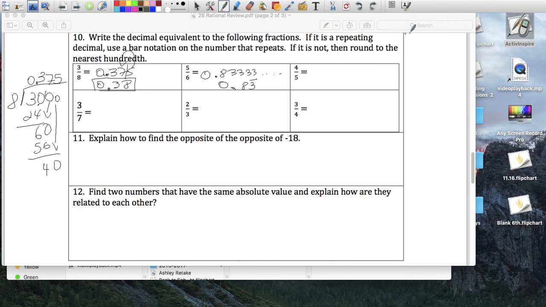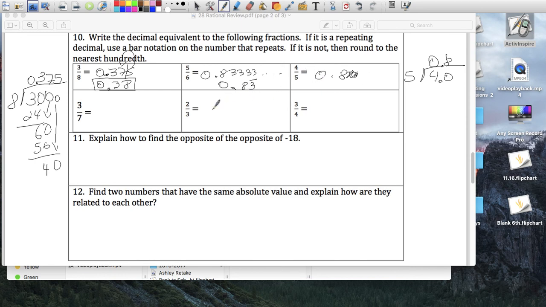Think of $1 and you break it up into 5 parts. It'd be 20 cents, right? 20, 20, 20, 20. So if you have 4/5 of $1, think of that. That would be 80 cents, right? So you can also, again, take your time and divide this. 5 does not go into 4, so add a 0. 5 goes into 40 8 times, so 0.8. Okay, so 4/5 is 0.8.